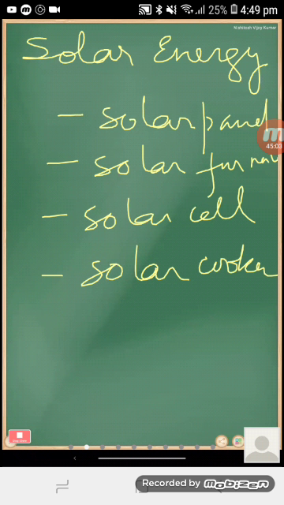high temperature, and therefore it can be used to light a fire, or to light a furnace, which can be used for various purposes. So that is the purpose of a solar furnace. Next is heat energy. Heat energy you are already aware of.